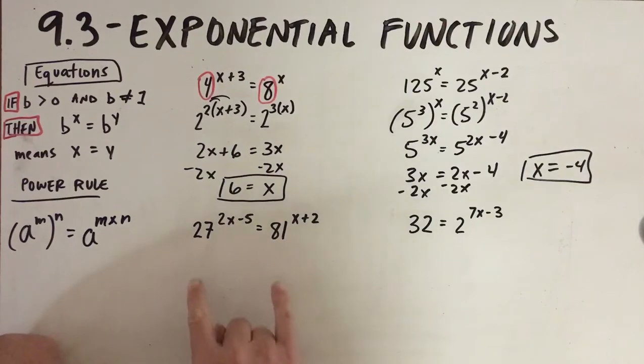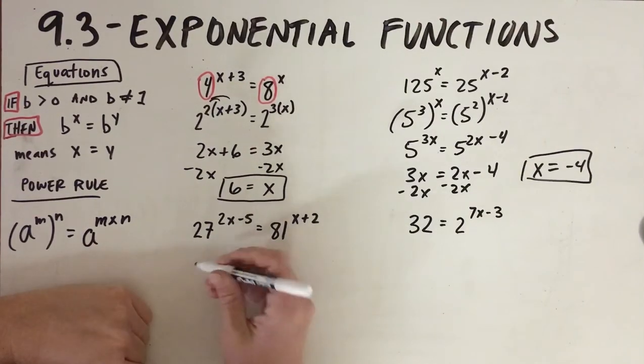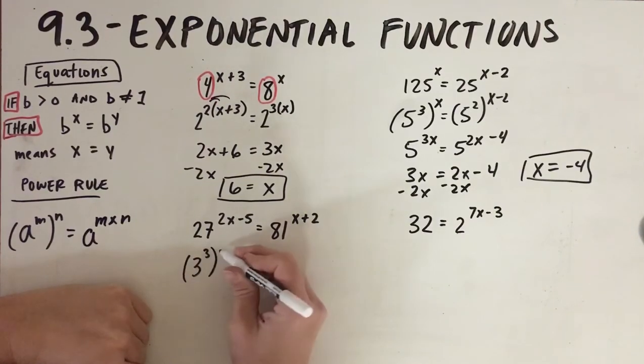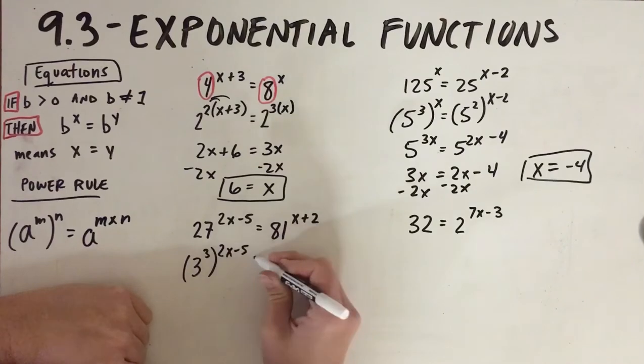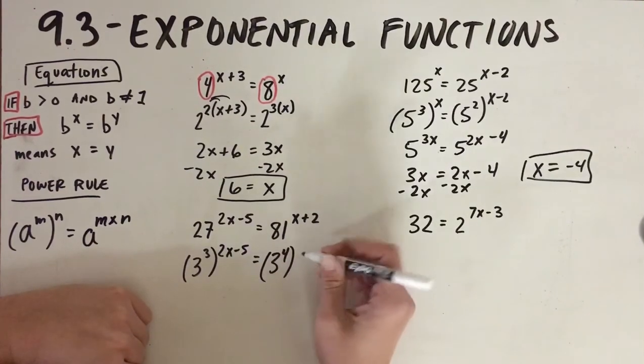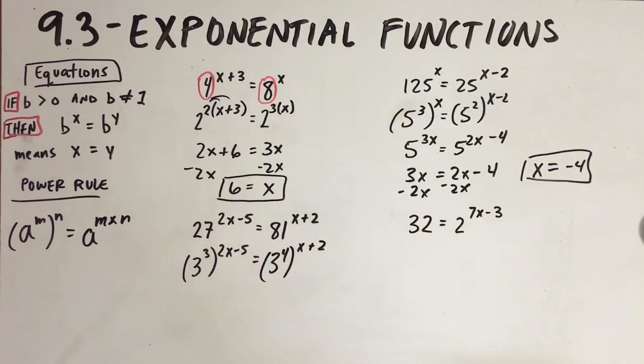All right, so here we want to say what is our common base here? We can get down to a base of 3. So this is the same thing as 3 cubed here. And this is the same thing as 3 to the 4th. 81 is the same thing as 3 to the 4th. 3 times 3 times 3 times 3 is 81. So I'm just rewriting it in exponent form.